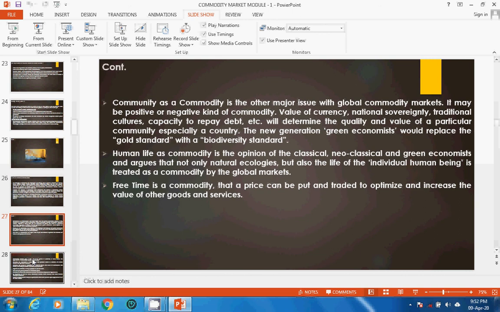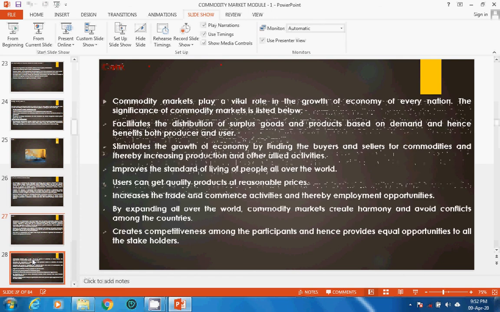Community as a commodity is the other major issue with global commodity markets. Human life as a commodity is the opinion of the classical, neoclassical and green economists. Free time is also considered a commodity that a price can be put on and traded, to optimize and increase the value of other goods and services with time. So the importance of commodity markets, we have already gone through this.